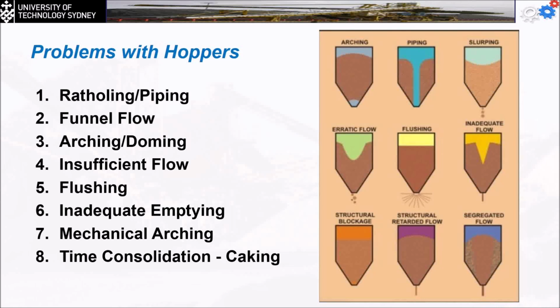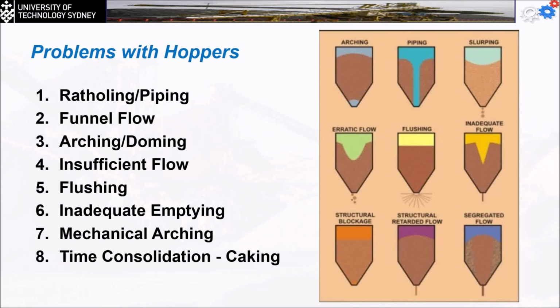So the rat holing and the piping, as we mentioned earlier, the flow is going to be mainly in the middle, with buildup on the sides. The funnel flow, the arcing and the doming, the unsteady flow, like the slobbering and the flushing, when everything is going to go to the sides, the inadequate emptying, where most of the material is going to be stuck inside the bin, the mechanical arcing, and the most important problem is the time consolidation, or what we call caking, where the material starts to solidify due to long time storage and the effect of humidity on it.